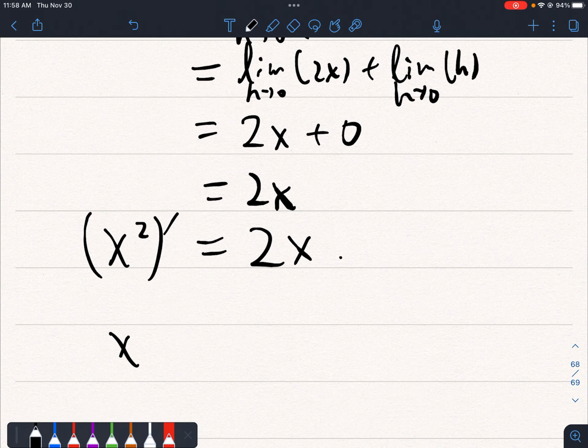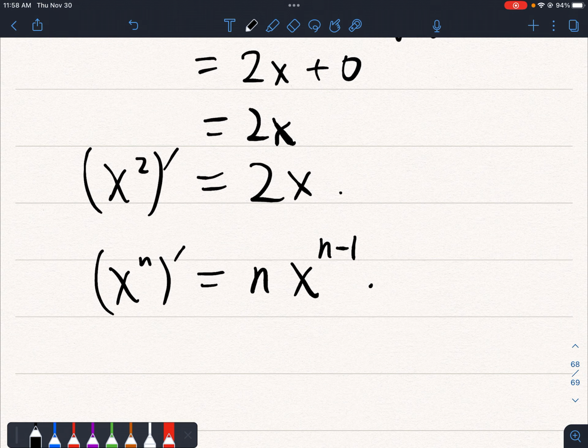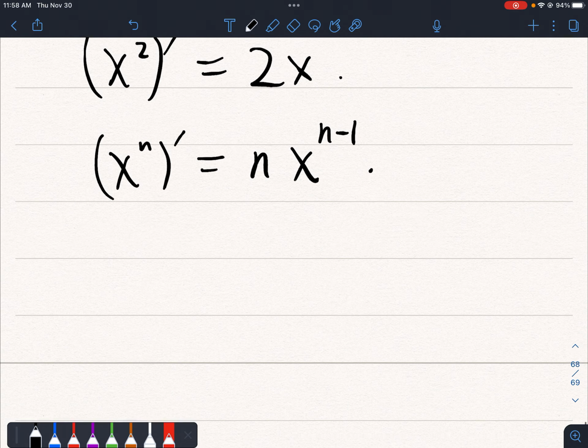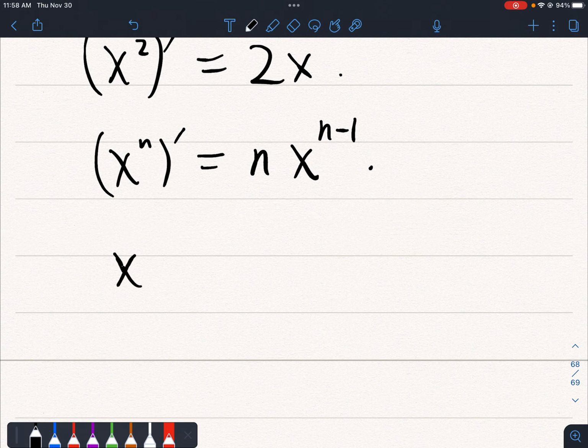The derivative of x squared at x is equal to 2x. And in general, we can show that if you take the derivative of x to the power of n, it's going to be n times x to the power of n minus 1. So if you want to memorize this, you just put this n down as a constant, and then you decrease the exponent by 1.